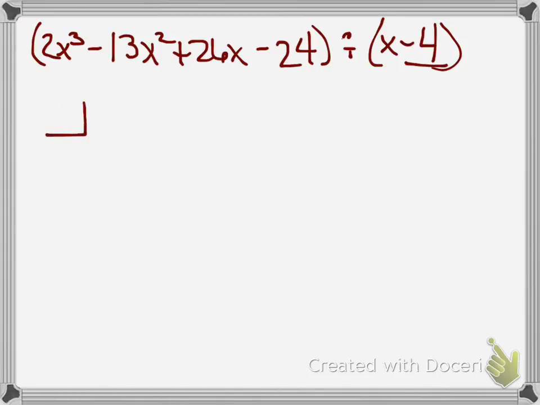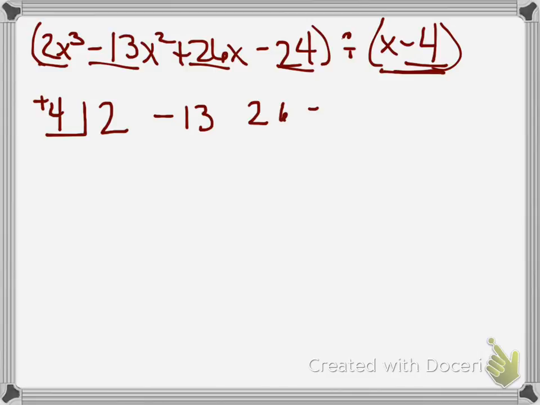Now, let's start here. First up, you've got this little square thing here, and you're going to write the number that's in this parentheses, your divisor. What's the opposite of a minus 4? A positive 4. So you're going to put in there positive 4. Then you're going to take the coefficients of every single number, starting with the x cubed, so 2, negative 13, 26, I should have put positive 26, and negative 24. And there's the warning bell. Okay, and then put a line underneath.